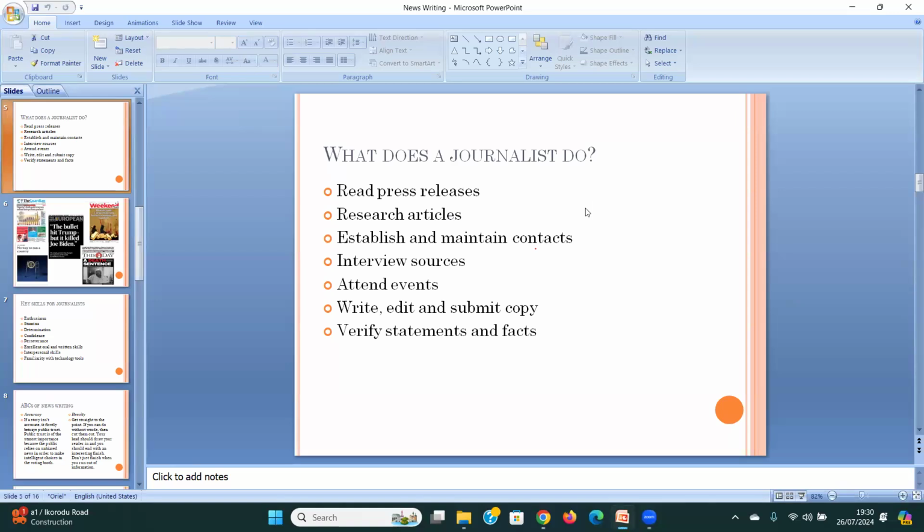So, the next slide. In summary, what journalists do: read press releases, research articles, establish and maintain contact, interview sources, attend events, write, edit, and submit copies, and verify statements.